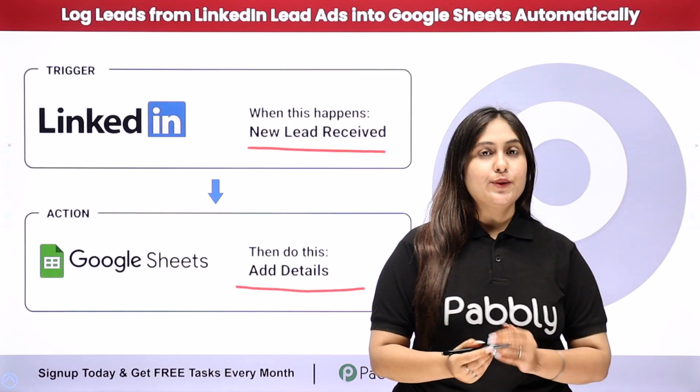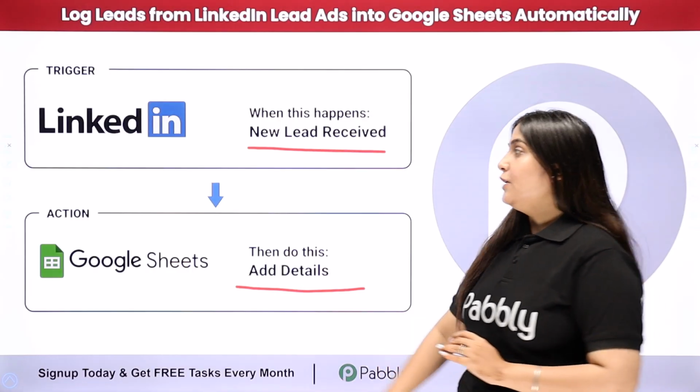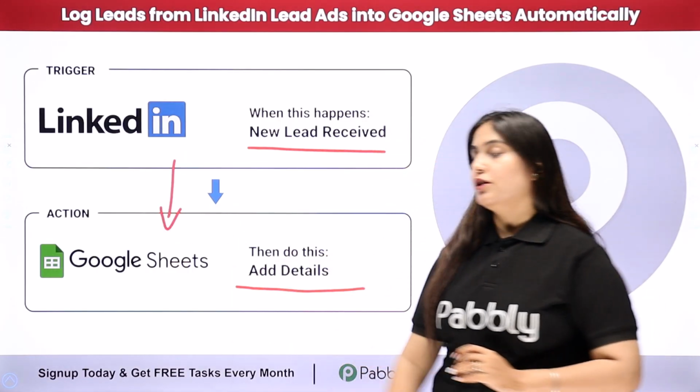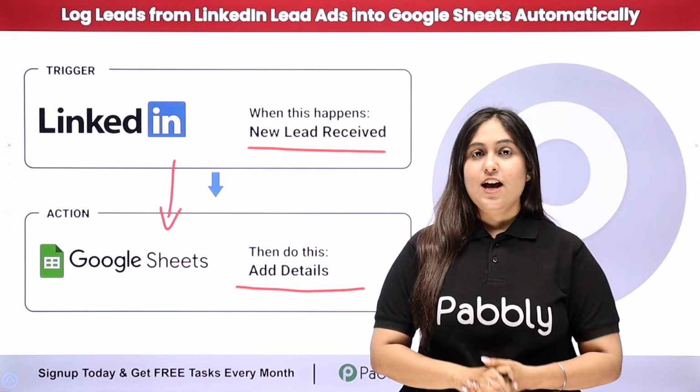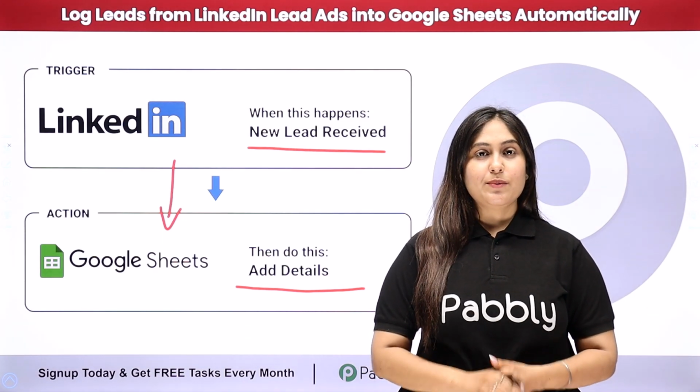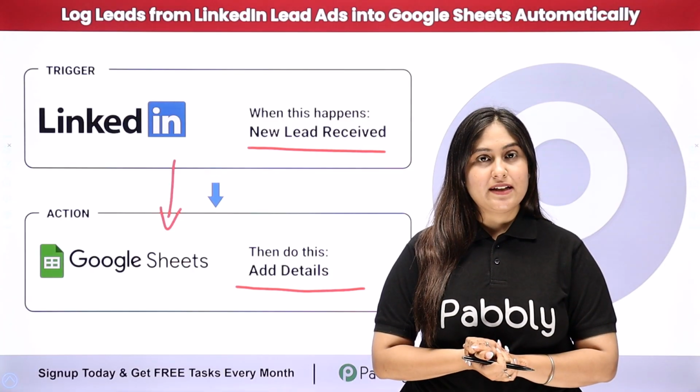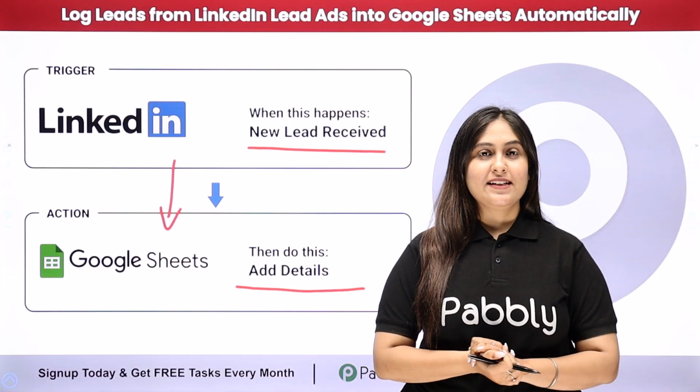So now here to automate the entire process, I need to connect my LinkedIn account with my Google Sheets using an automation software named Pabbly Connect. So now here to see the working of this automation and to learn this process step by step, let me take you all to my screen.